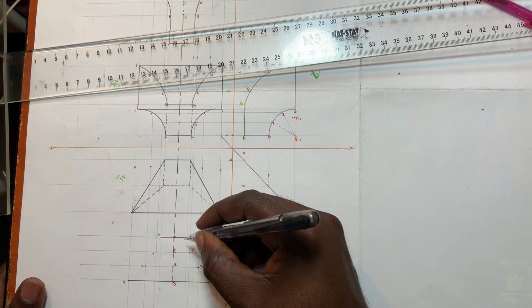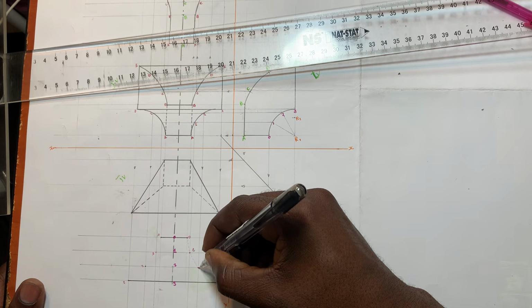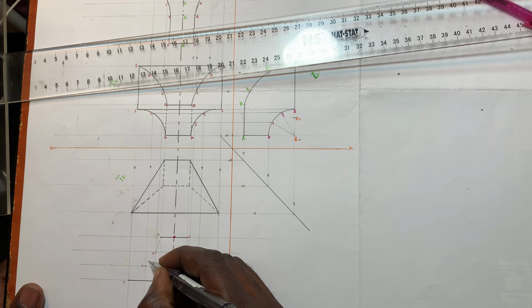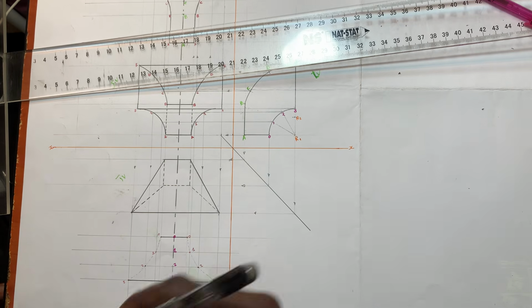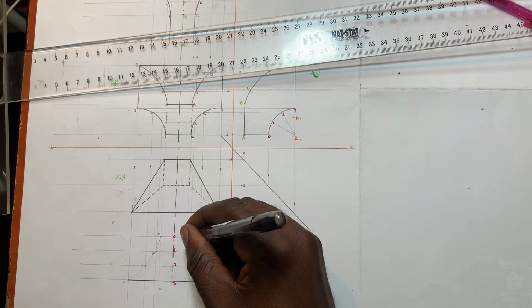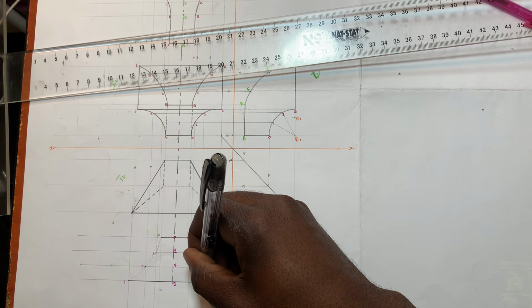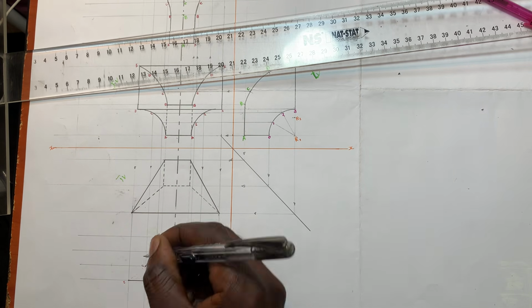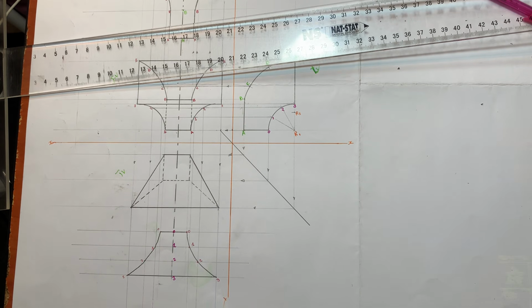Then from there, I can join my points now: 0, 1, 2, 3. So I can have them solid. So there it goes, it goes, it goes. Then you're done. Simple, straightforward. Then you're done.